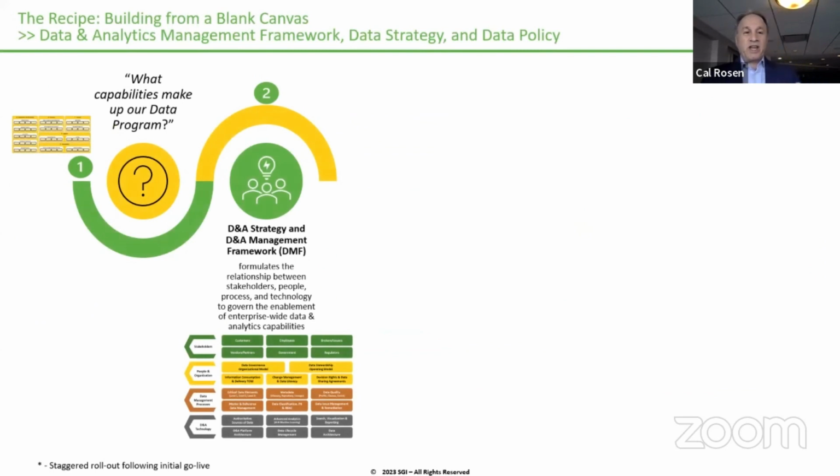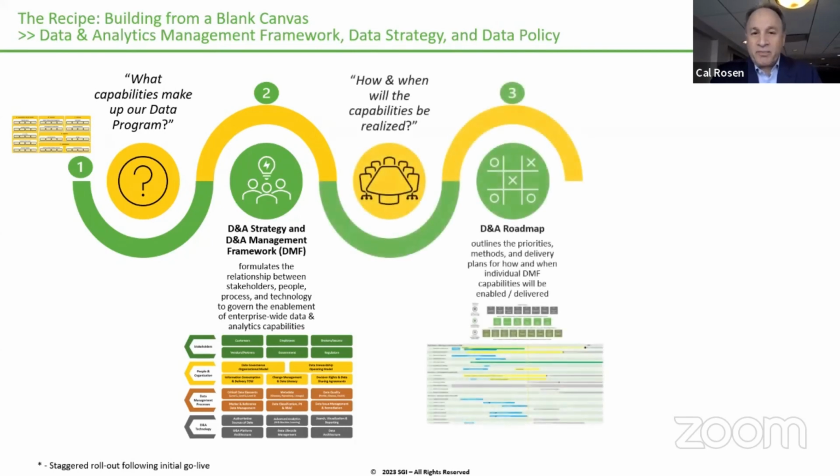So then let's look at the first step, which is doing that gap assessment and understanding where you are. And really what you're trying to answer is what capabilities make up our data program. And that's, as I said earlier, where the strategy and the management framework come in. The second piece is really to answer the question, how and when will the capabilities be realized? And that's where you come up with your data roadmap. And I'm going to offer you some suggestions about what are the components of a data roadmap.